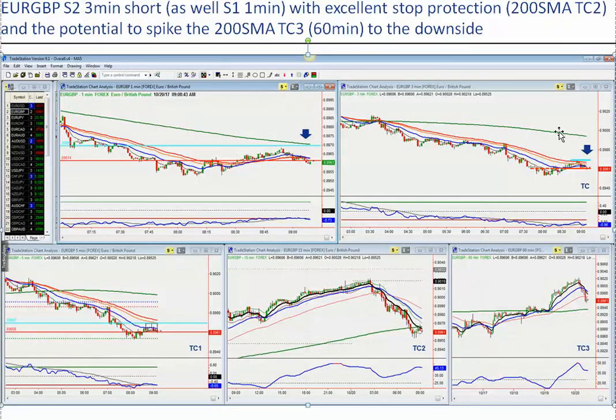To bring everything together, we have system 2 here, and in the low time frame we have system 1, so that's already a good edge. We have another edge: the 200 moving average in the TC2, 2 time frames higher than the entry chart, acts as a support, as a stop protection, and in TC3, 3 time frames higher, the 200 acts like a magnet. That's the game plan of the trade. So we can actually trade the TC3 time frame chart lower by having a very low risk entry.